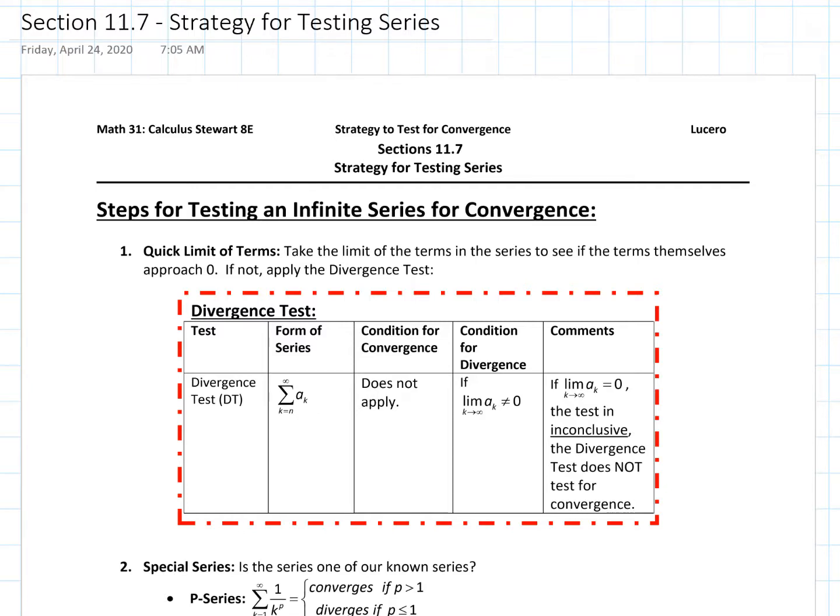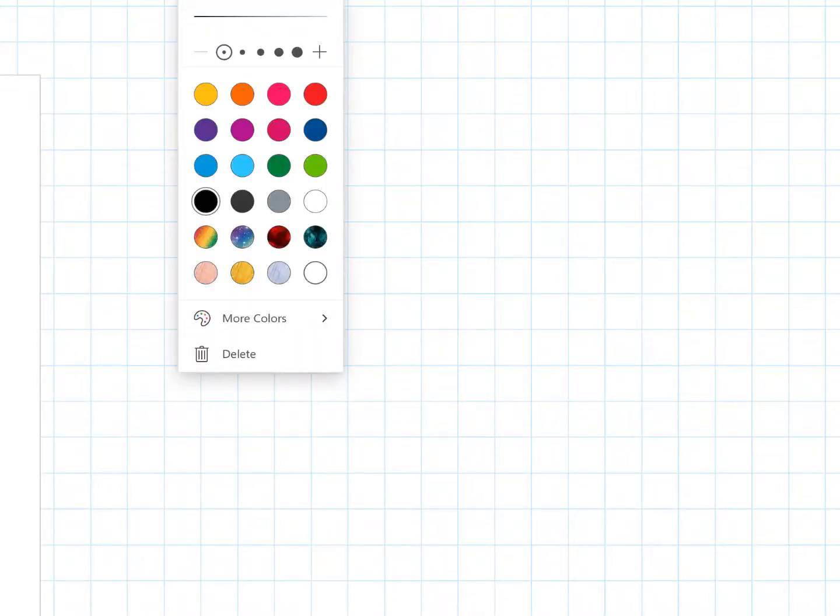So the first thing, when we come across a series, is to just mentally, visually look at the series and look at the limit of the terms and see, do those terms approach zero as the index approaches infinity? If they don't, then we can quickly apply the divergence test and be done. I've just copied the divergence test right here, but basically we have to look at the limit of the terms. So let's look at a quick example that would be an obvious one to apply the divergence test to.